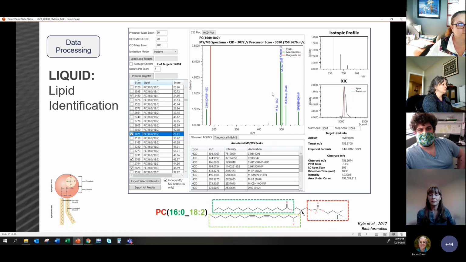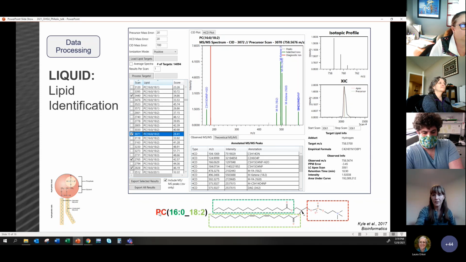So we look at the fragments that, again, allow us to identify the structure of the lipid. In this case, it's a phosphatidylcholine with 16 carbons and 0 double bonds highlighted here. And the second chain is 18 carbons and 2 double bonds highlighted here. So when you see lipids annotated further on, you understand exactly what this annotation means.